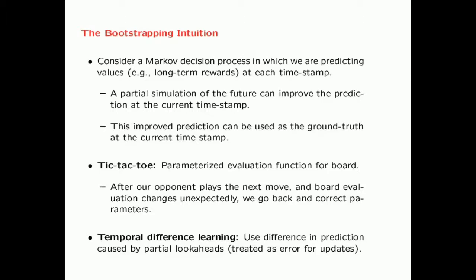So that is what is called temporal difference learning. So you use the difference in prediction caused by partial look aheads. So in Monte Carlo simulation, you use full look ahead right up to the very end and use that as a ground truth. Here you use the prediction of your algorithm itself, of the same learner, except that you're cheating a little bit. You're looking a little bit ahead, you're looking for a few moves, you're improving the prediction, and then you're using that as a ground truth for learning. That's what is called bootstrapping.